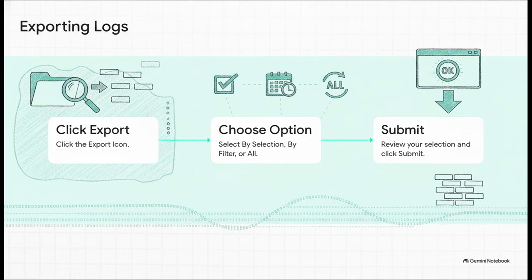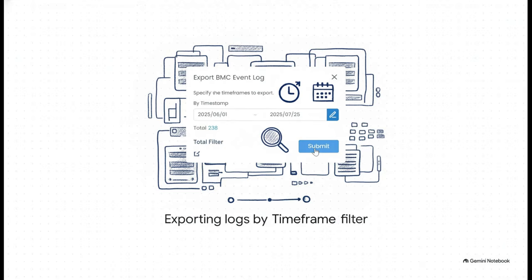Export by your specific selection, filter by a time frame, or simply just grab everything. Finally, step 3, review your action in the pop-up window and click Submit. Now, if you go with the by filter route, this is exactly what's going to pop up. The system prompts you to define the time frames by timestamp.